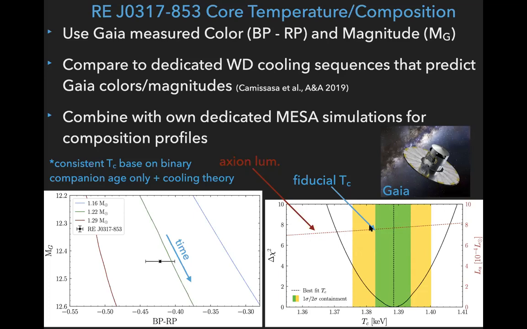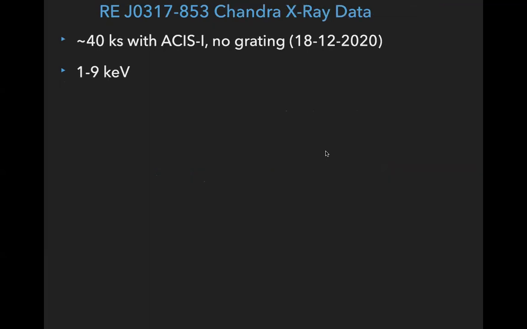Also, again, there's a completely independent way of measuring the core temperature, and that is by using the fact that white dwarfs cool in a very predictable way as a function of time. And this white dwarf happens to be in a binary, and its binary companion has a well-measured age. And if you assume that these 2 stars were born at about the same time, you can use the binary's age to then infer the core temperature of the white dwarf, and you get almost the same core temperature, or at least the same core temperature up to uncertainties. So we're pretty confident that the core temperature is about 1.4 keV.